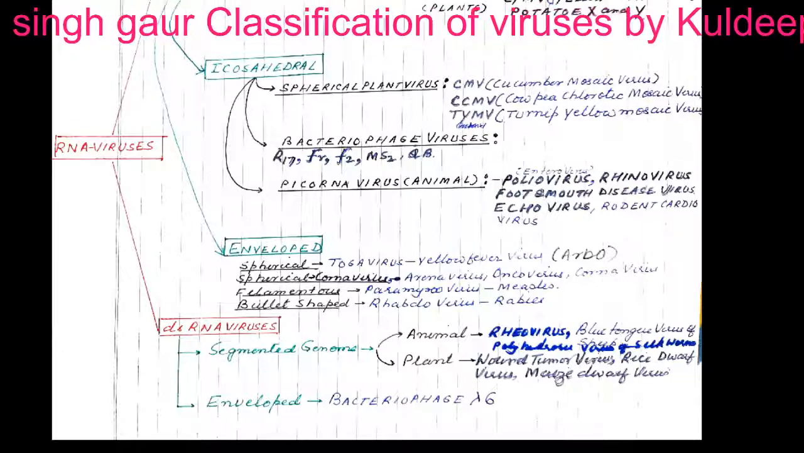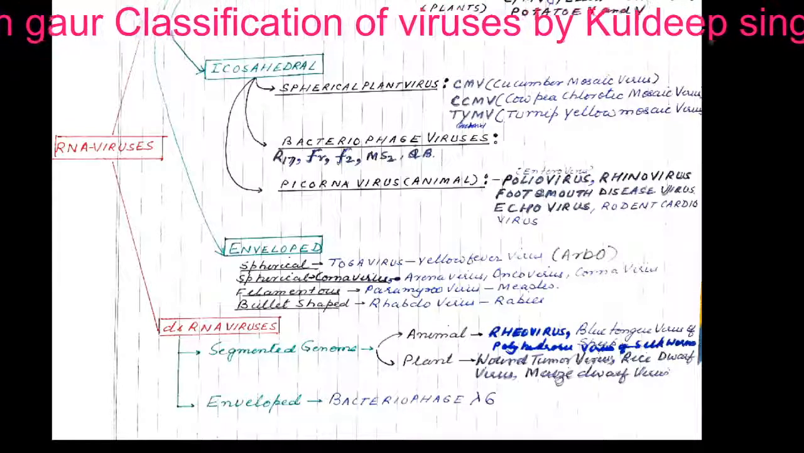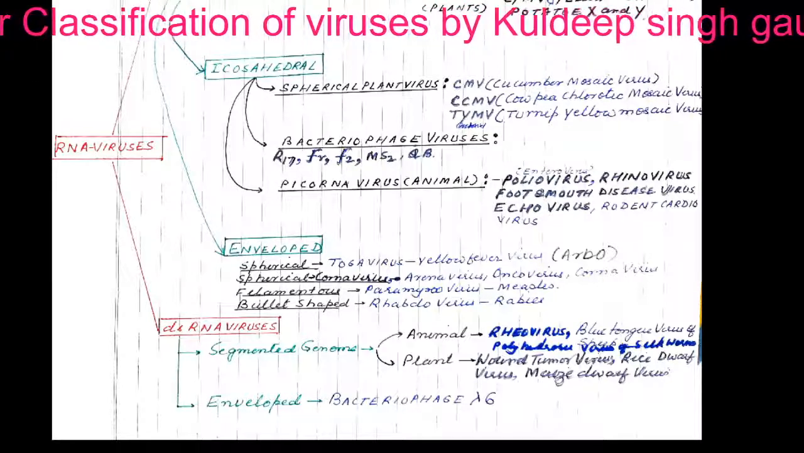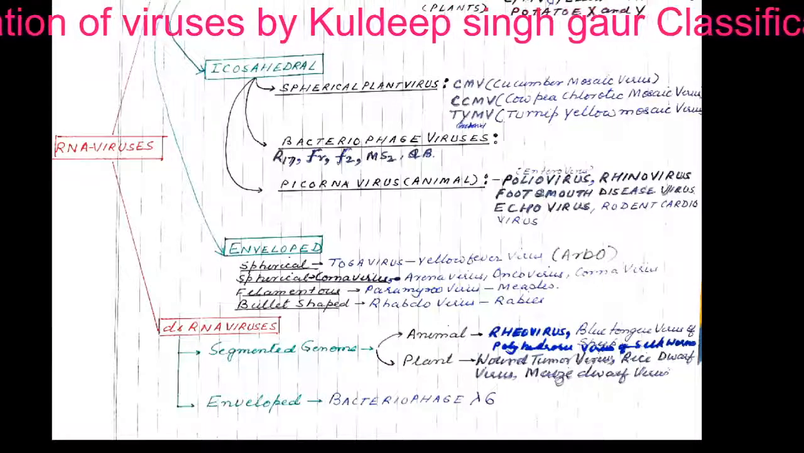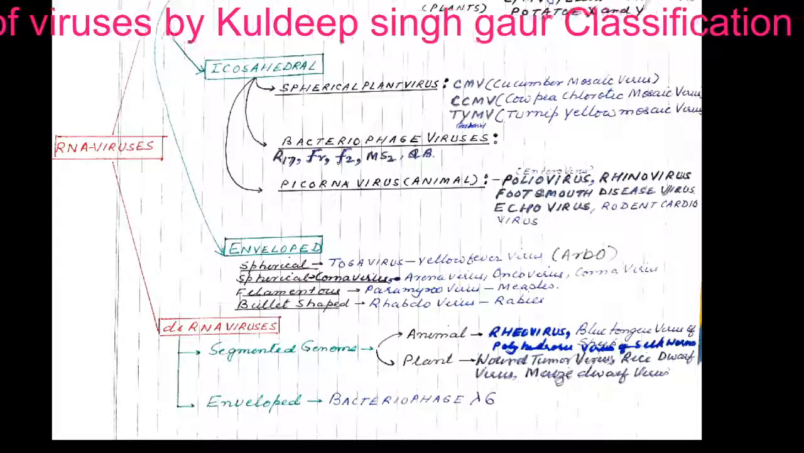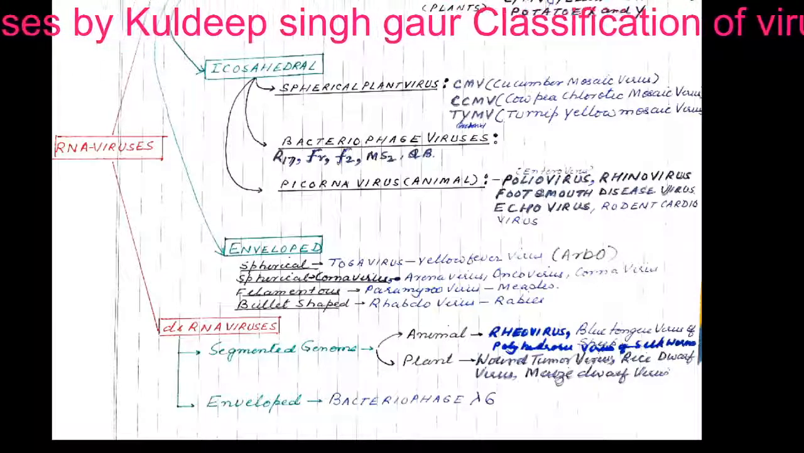So these are some of the RNA viruses which are included in the classification of Casjens and King.